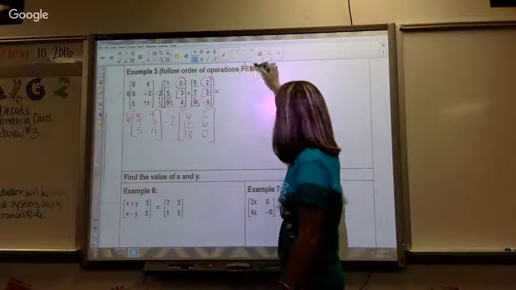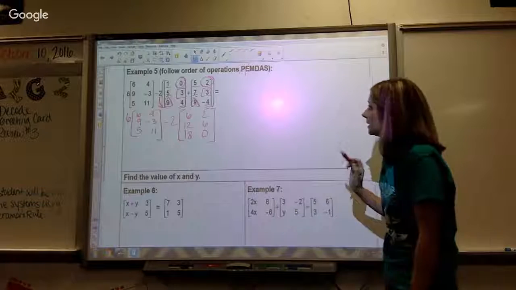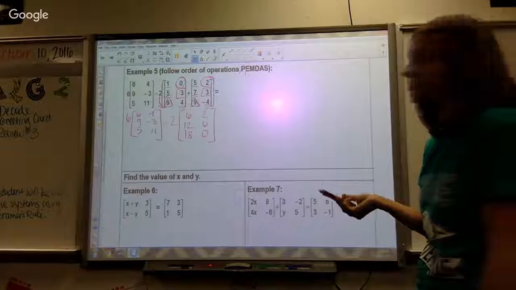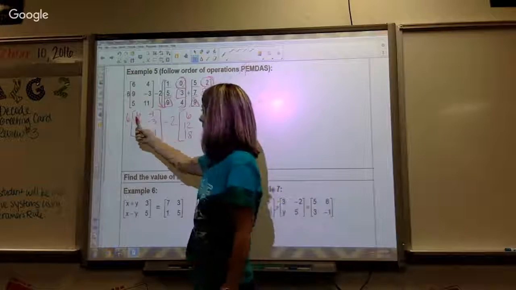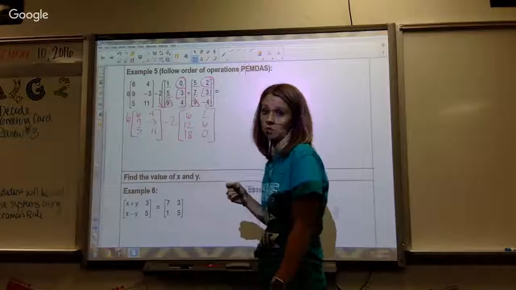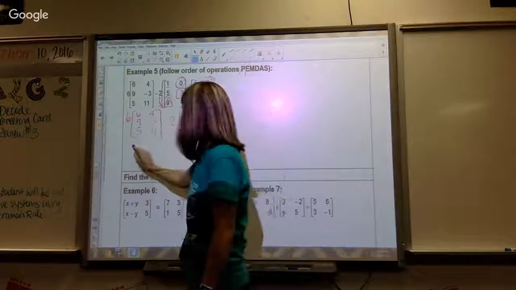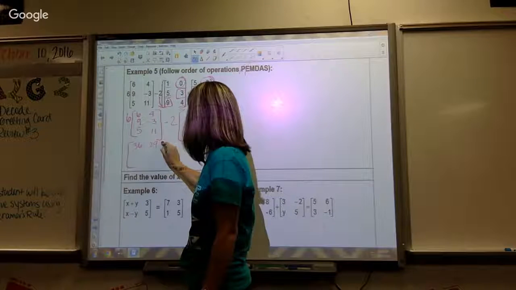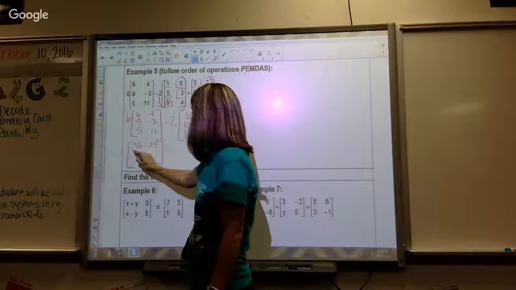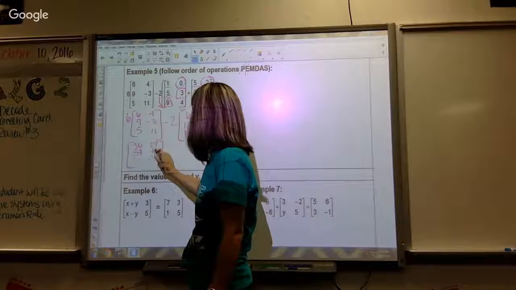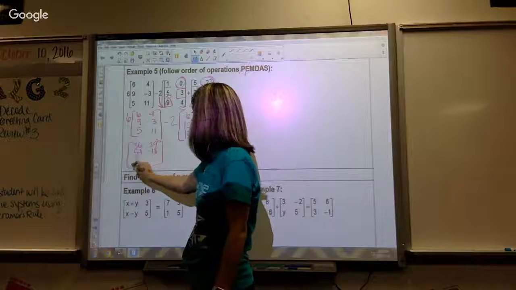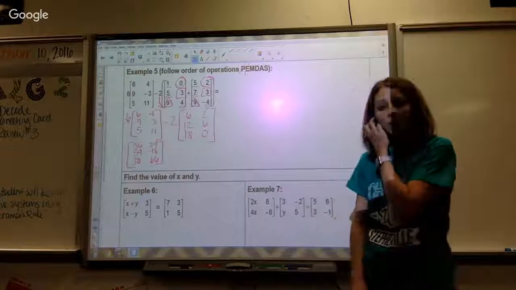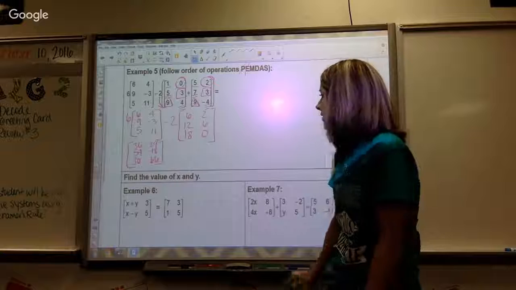E represents exponents. Notice we don't have any exponents. M represents multiplication. Notice we do have some multiplication because we have some scalars, which means that we have numbers on the outside of our matrix that we're going to distribute on the inside. So when we distribute that 6, that's going to be 36, 24, 54, -18, 30, and 66.